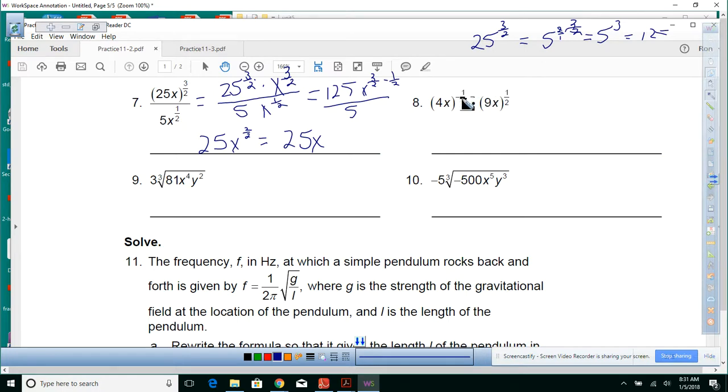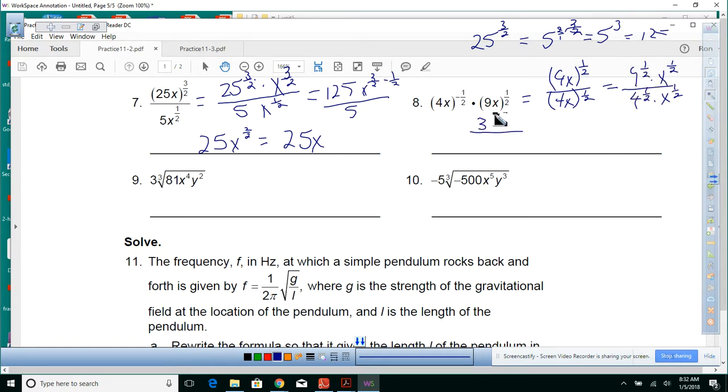You got 4x to the negative 1 half times 9x to the 1 half. That's got a negative, so we're going to have 9x to the 1 half over 4x to the 1 half. So 9 to the 1 half times x to the 1 half over 4 to the 1 half times x to the 1 half. 9 to the 1 half is 3.